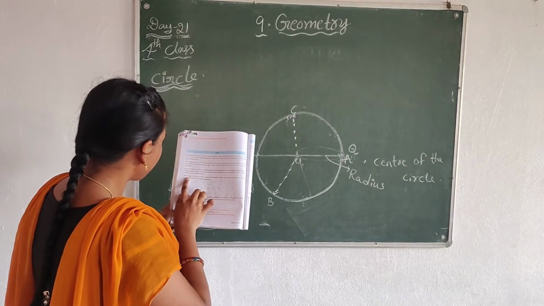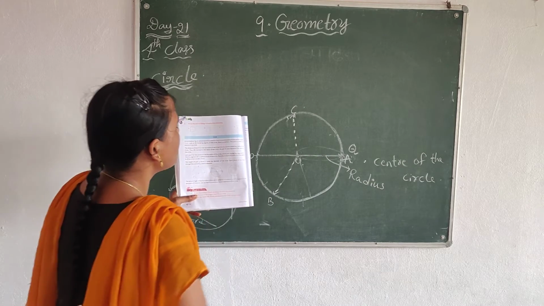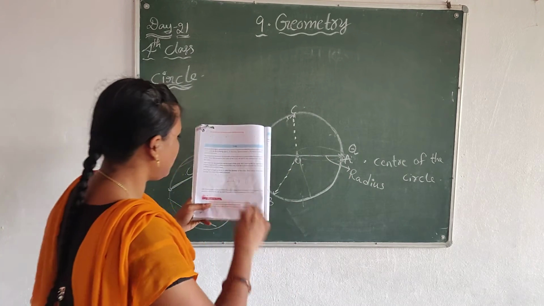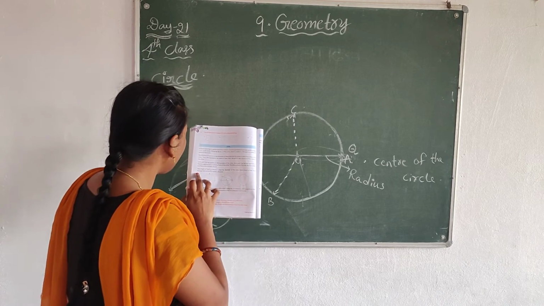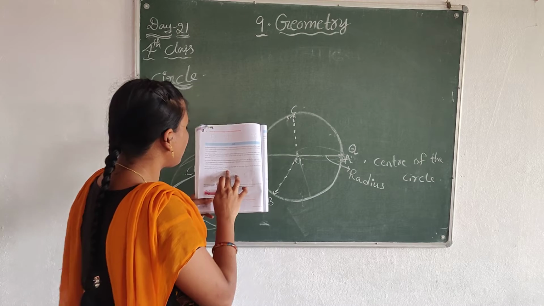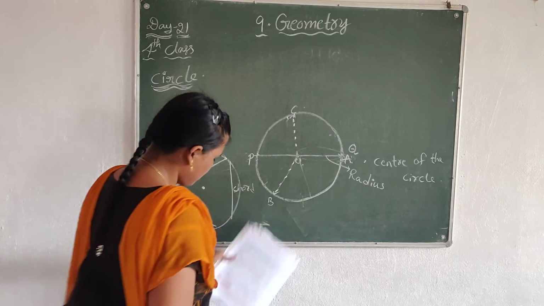The length of such a chord is called the diameter. This is called the diameter of the circle. Every chord of the circle through the center O is called a diameter. So, this is called a diameter.